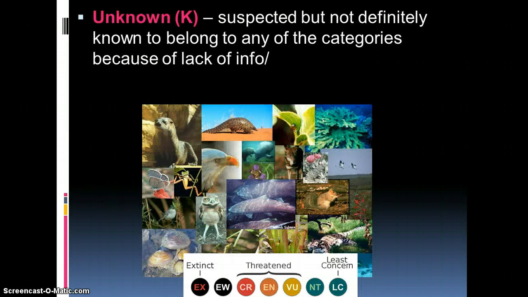And lastly, our last category is unknown. So these are suspected but not definitely known to belong in any of the categories because of a lack of info. They're on the list so people are aware that people are worried, but they're not yet categorized as anything else. So in general, we want that diversity, and because of that, organizations like the IUCN have created this sort of system to communicate so that there's a little less confusion and that the categories are consistent.